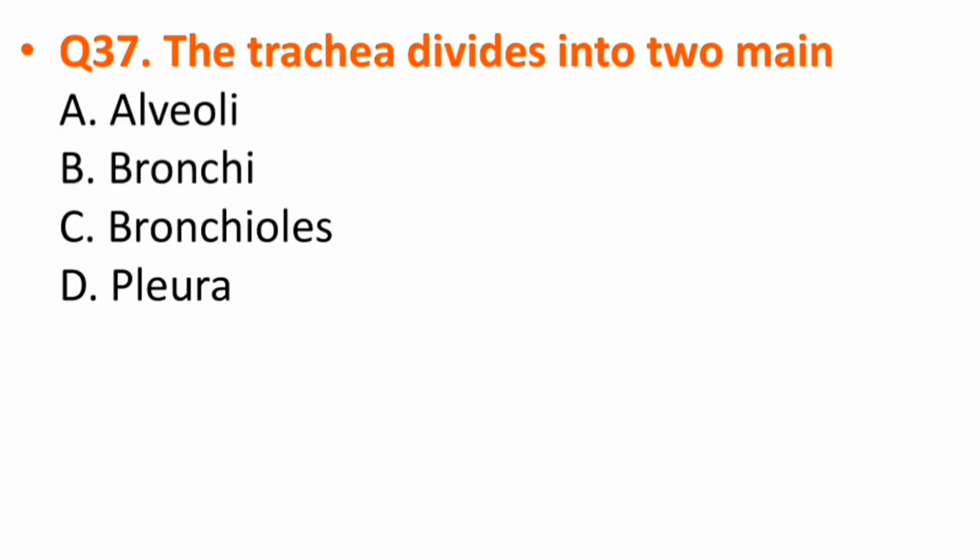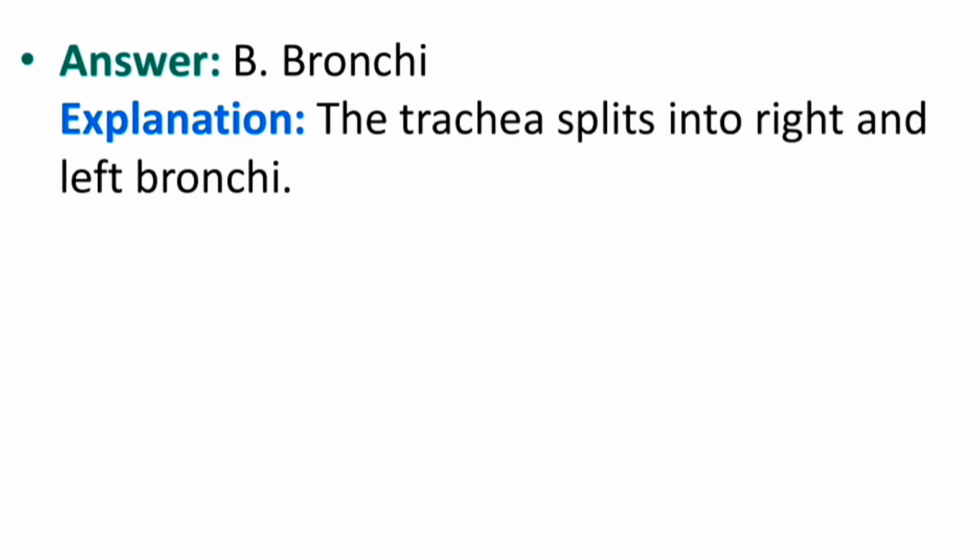The trachea divides into two main option A alveoli, option B bronchi, option C bronchioles, option D pleura. The correct answer is option B bronchi. The trachea splits into right and left bronchi.